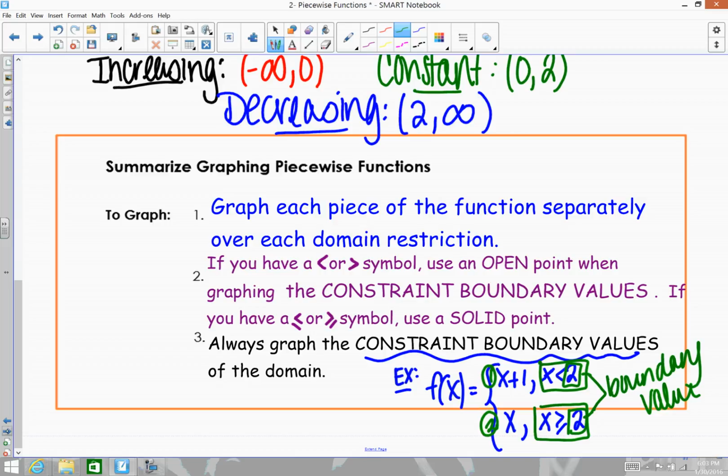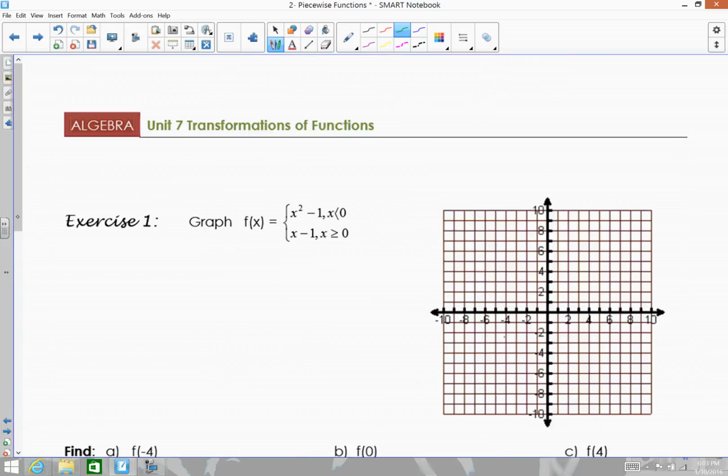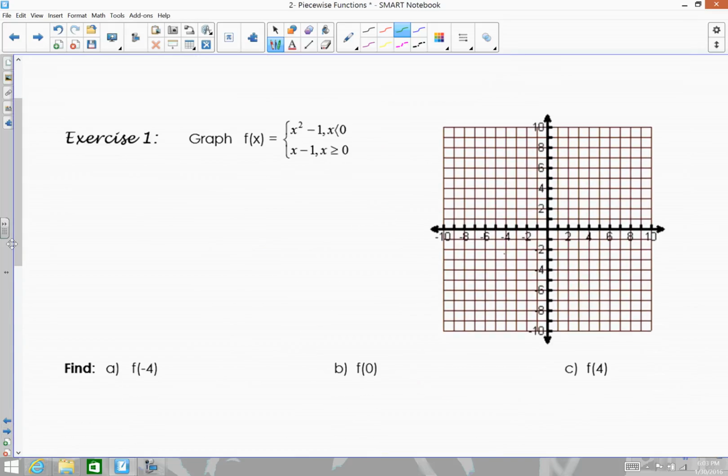So on the next page, we have a couple more exercises here just to graph and look at, just more practice. So for this first exercise, we have 2 parts to look at. And with these 2 parts, we have our domain restrictions. So let's get our 2 situations here.